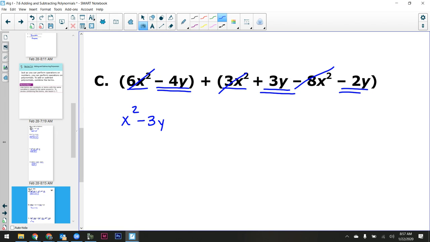Can anybody name that for me? What would the final result be named as? Emily? Quadratic what? Quadratic binomial. Good. Quadratic because the degree is 2. Binomial because there's 2 terms.